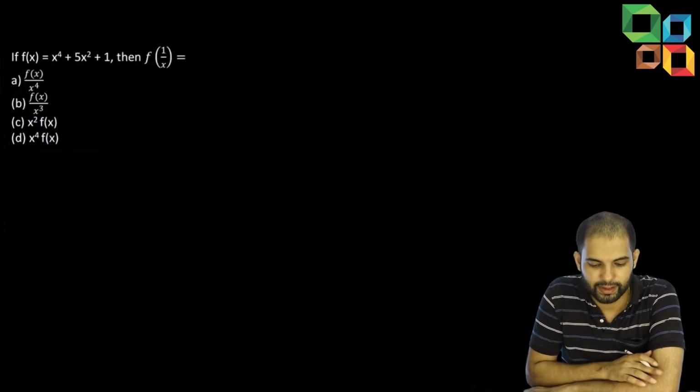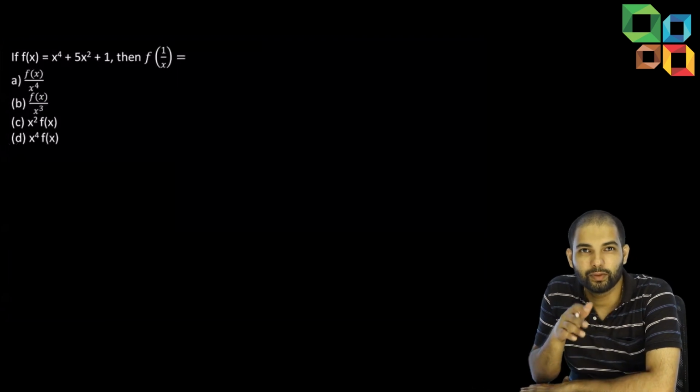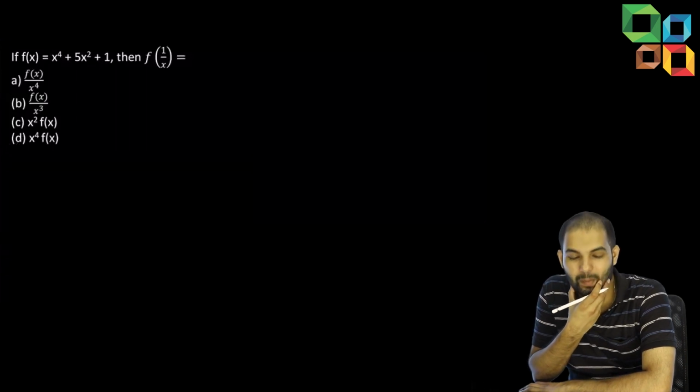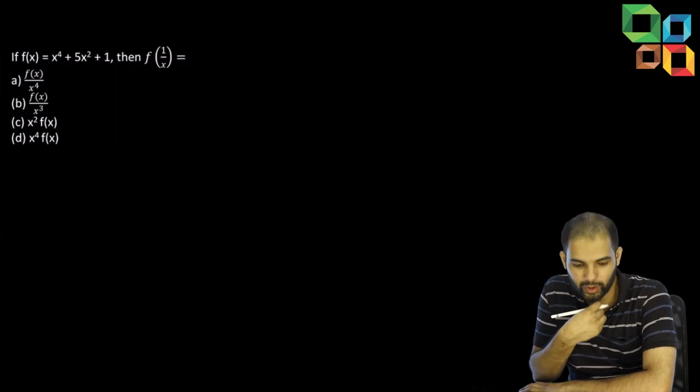Now, f of x is given. You have to find, see, now instead of f of g of x, they are directly giving you what to put in place of x. Now we have to put 1 by x. Right. What are we going to get?